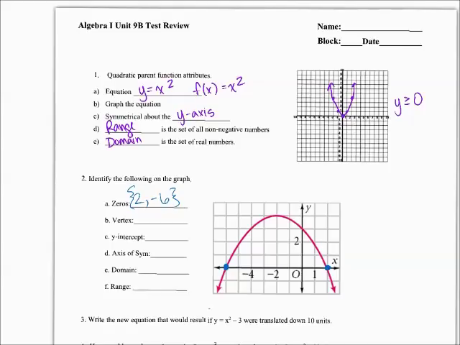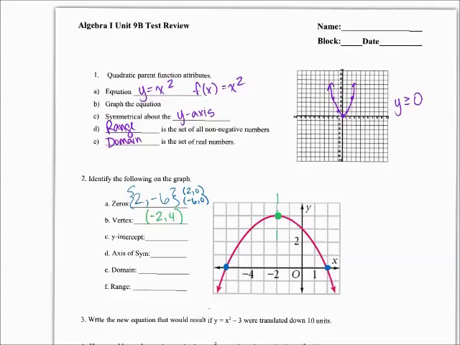Remember that you can also write them as an ordered pair. You could say (2, 0), (-6, 0). Then the vertex is the highest or the lowest point. So it's the highest point in this case, and that's going to be (-2, 4). And the vertex helps us out with the axis of symmetry and the range. So I'm actually going to skip to those.